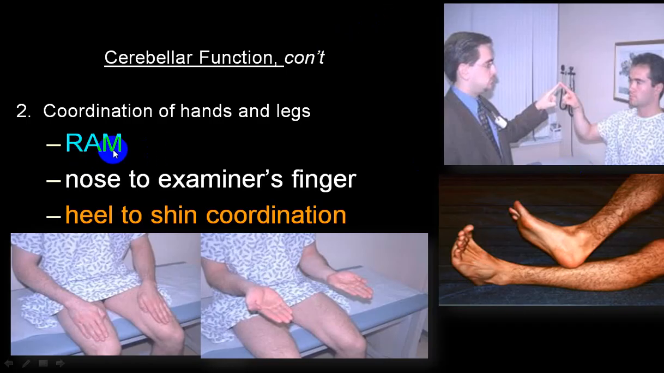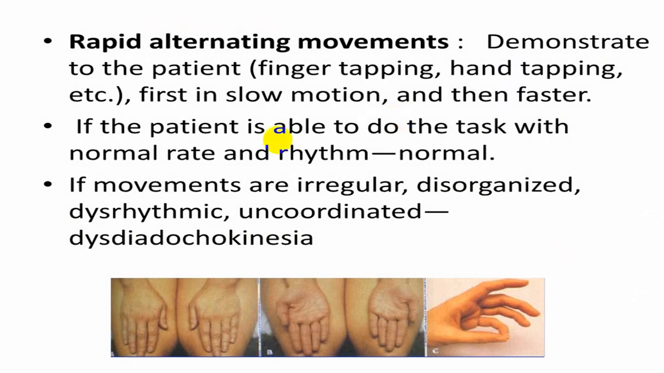Rapid alternate movement you can do. This is finger to finger test. Then when the person touches the finger of the examiner and then touches the nose, it is called finger nose test. This is heel: it touches the knee and then goes along the shin. So heel shin test or heel knee test, all those different names. These are alternate movements, called diadochokinesia, and if it is absent, dysdiadochokinesia or adiadochokinesia.